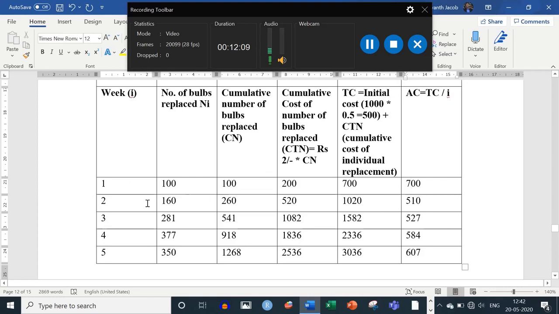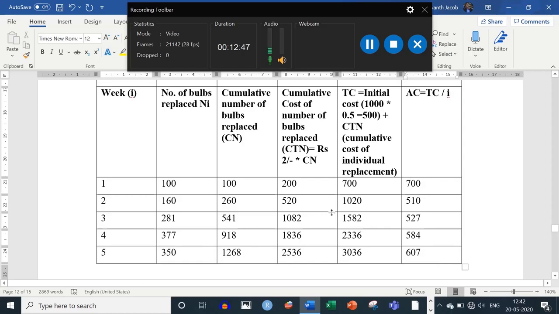1020 divided by 2, 510. 1582 divided by 3, 527. 2336 divided by 4, which is 584. 3036 divided by 5, that is 607. So we keep looking at this last column like we discussed in the replacement of capital items. We keep looking at the cost decreasing, and whenever it begins to increase, that's the point of change. So here you find at the end of the second week, or till the end of the second week, the costs are decreasing, and from the third week onwards it's beginning to increase.